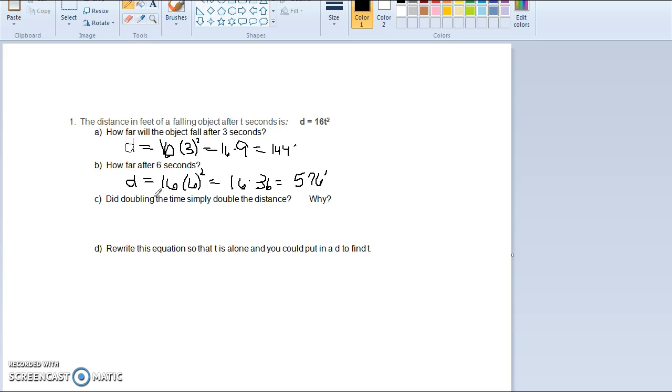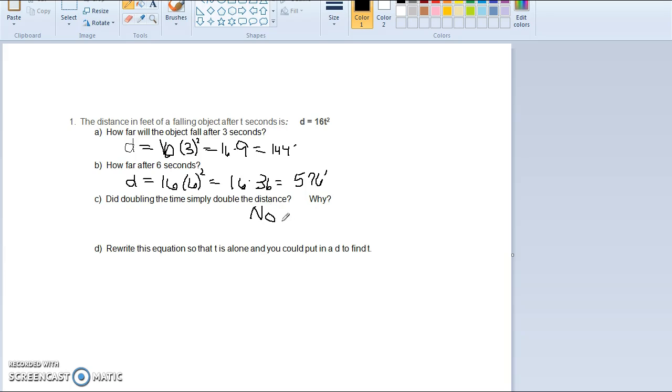So the next question asks you to analyze that. They want to know, did doubling the time simply double the distance? Well, if we look at this amount compared to this amount, 576 is more than double 144. Double of 144 would only be 288. So something more is going on there. When we doubled this time, we didn't just double the distance. So the answer is no.